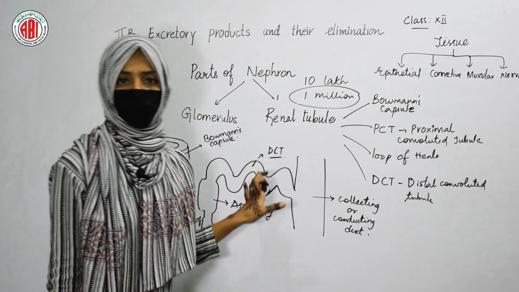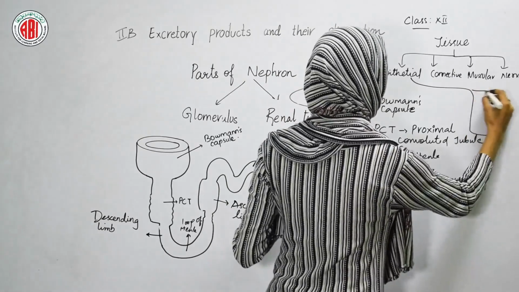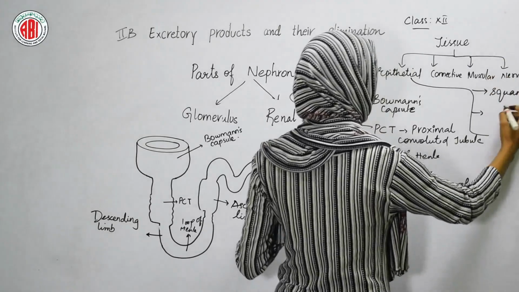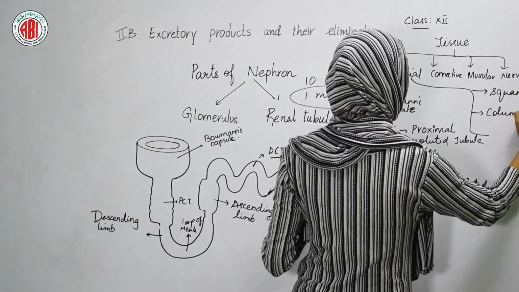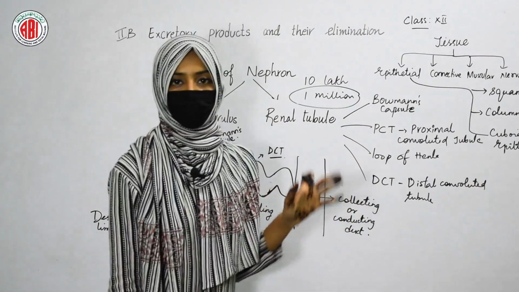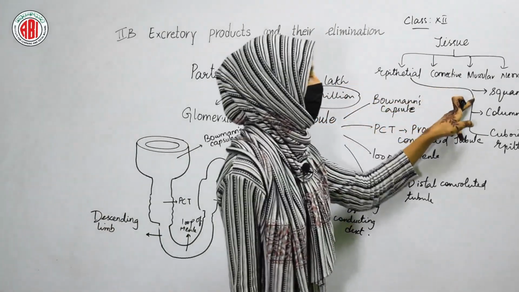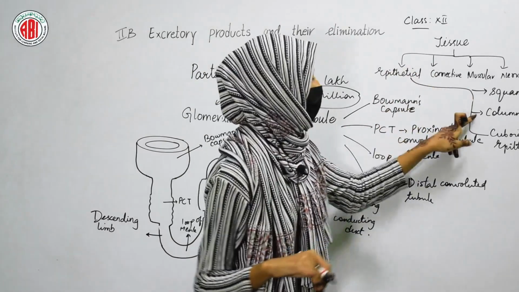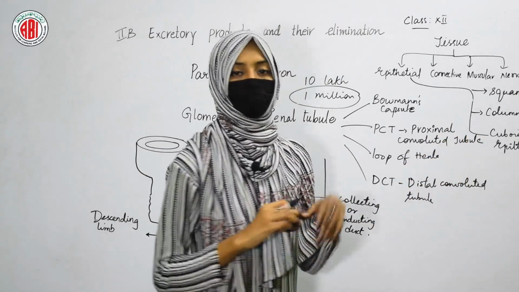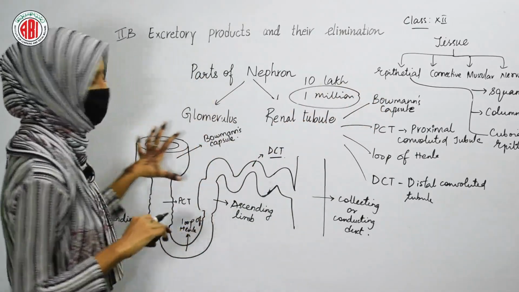Here the structure of the nephron is made up of epithelial tissues. Epithelial tissue is further classified into three main types: squamous epithelial tissue, columnar epithelial tissue, and cuboidal epithelial tissue. Based on the structure of the cells, the epithelial cells are classified into three main types. One is squamous epithelial cells, which are flat and single layered, columnar epithelial cells are column shaped, and cuboidal epithelial cells show the shape of a cuboid. All these epithelial cells can be found in the lining of the different parts of the renal tubule.